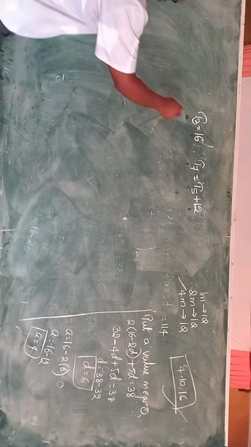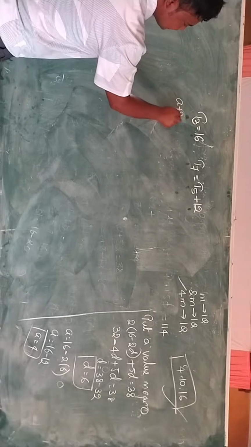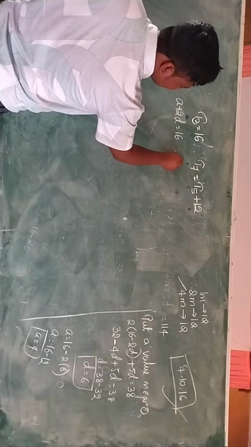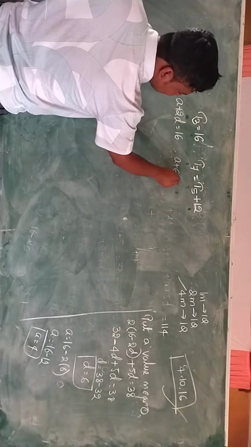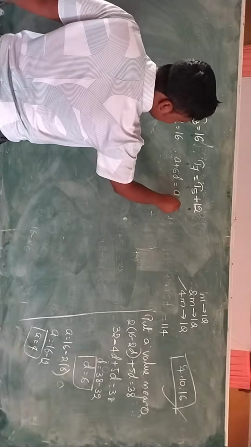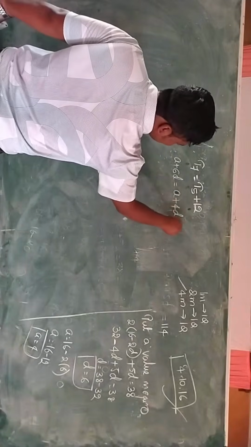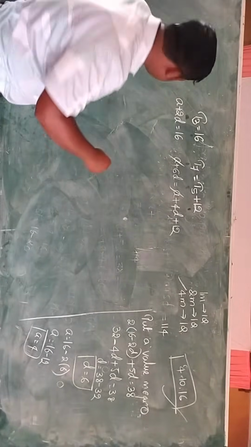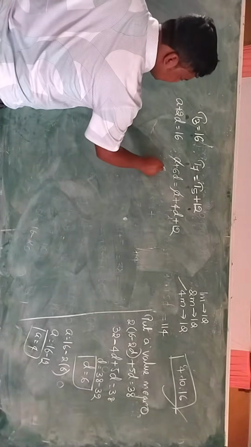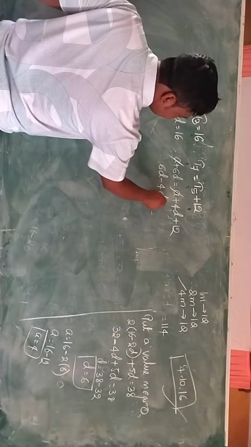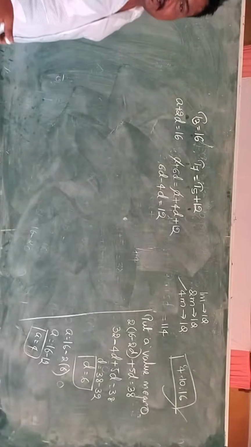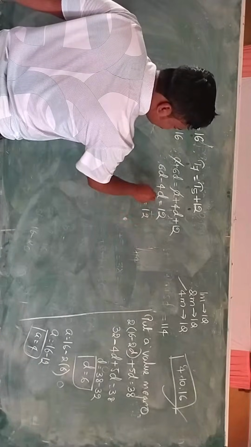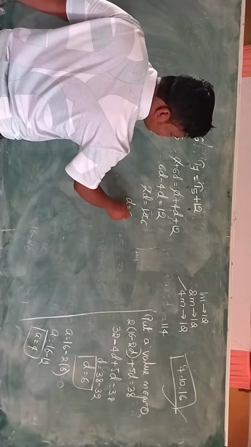Simple. So T3 you can write in the form of A and D: A plus 2D is equal to 16. Similarly, T7 also we can write in the form of A and D: A plus 6D is equal to A plus 4D plus 12. So A gets cancelled here. 6D minus 4D is equal to 12, 2D is equal to 12. So D is equal to 6.